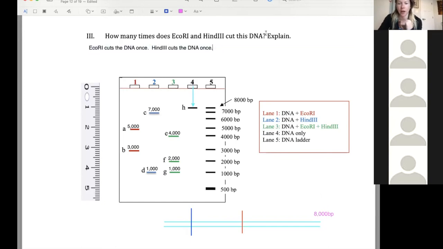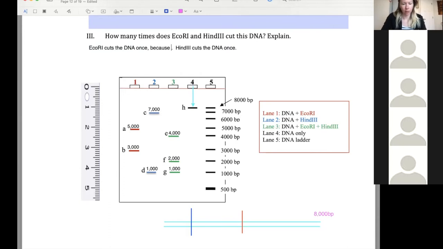And it asks for an explanation. Well, your explanation is because there are two fragments in lane one, and we began with a linear piece of DNA.